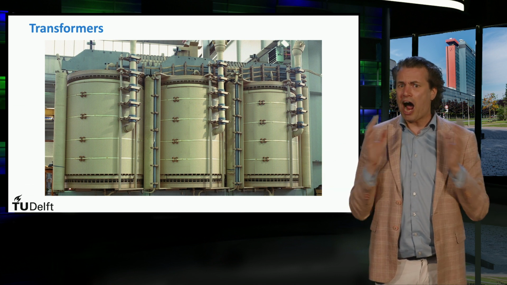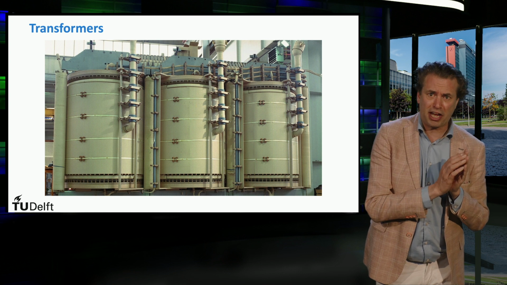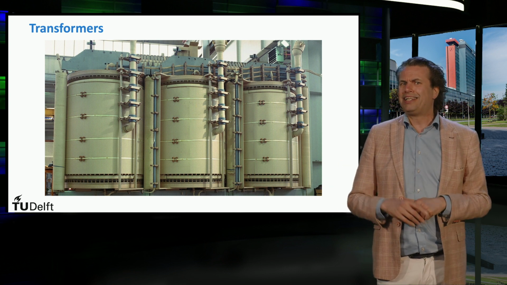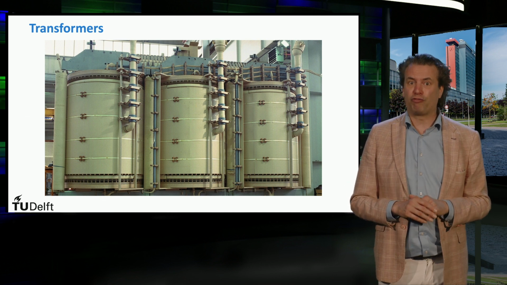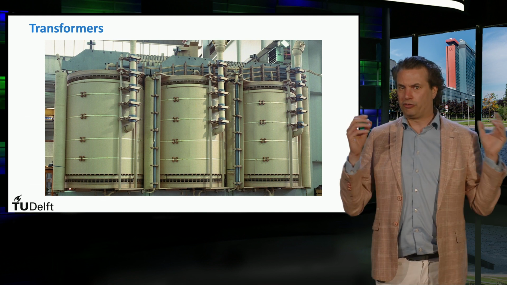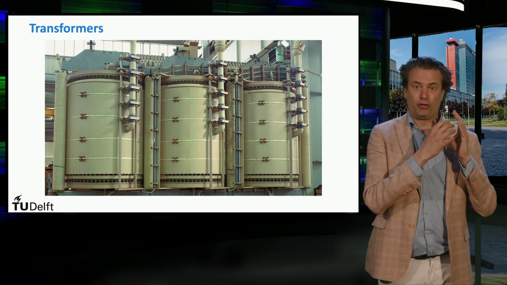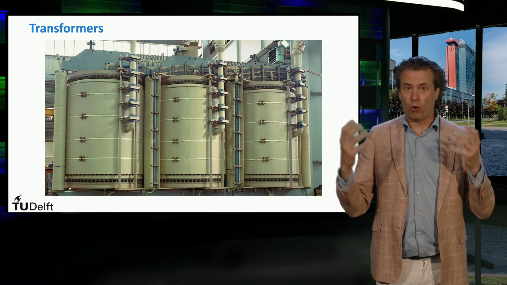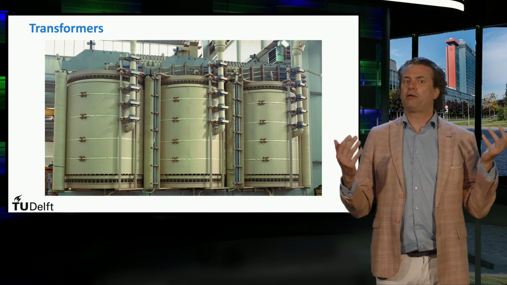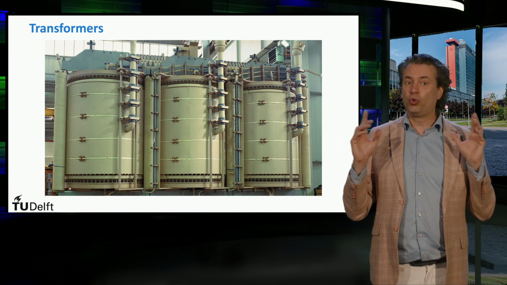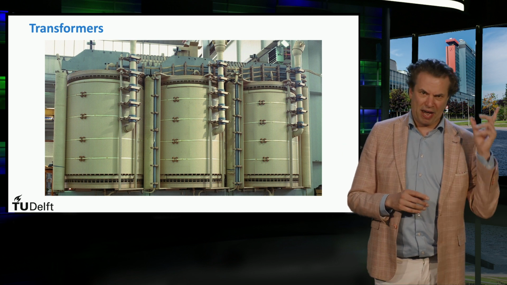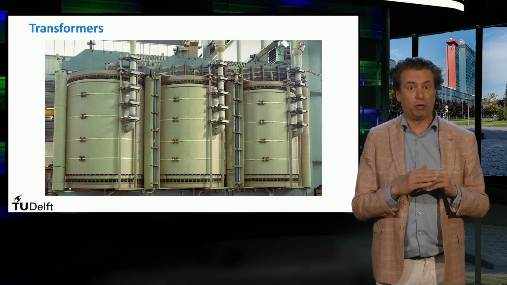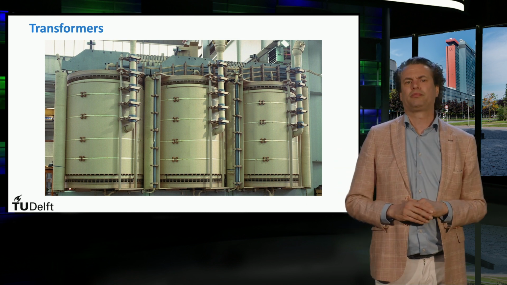You might wonder, how does a voltage level change from one system to the other? In a power system, this is done mainly by means of transformers. A transformer uses electromagnetic induction to transfer electrical energy between two or more circuits. A typical transformer consists of two windings. Depending on the ratio between the primary and the secondary winding, the voltage will be increased or decreased.